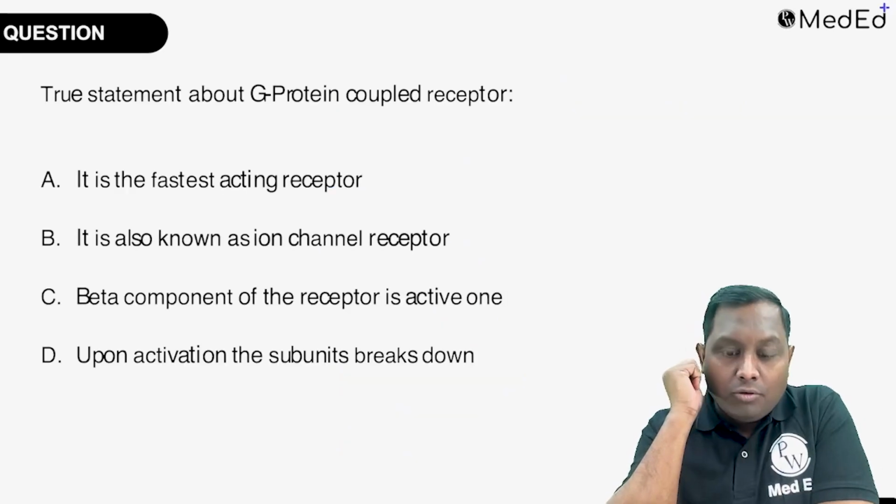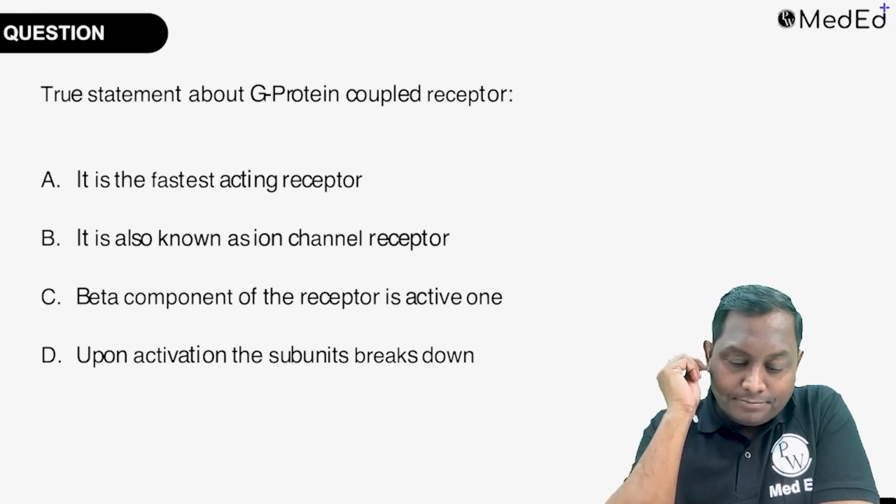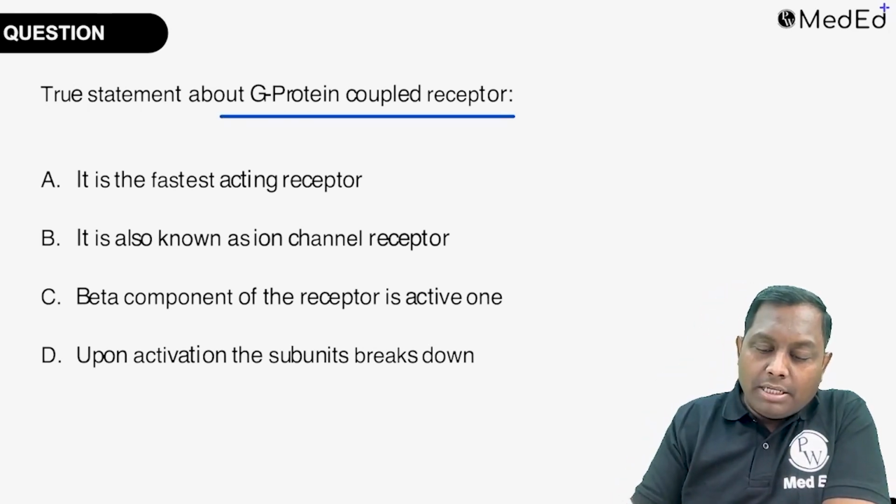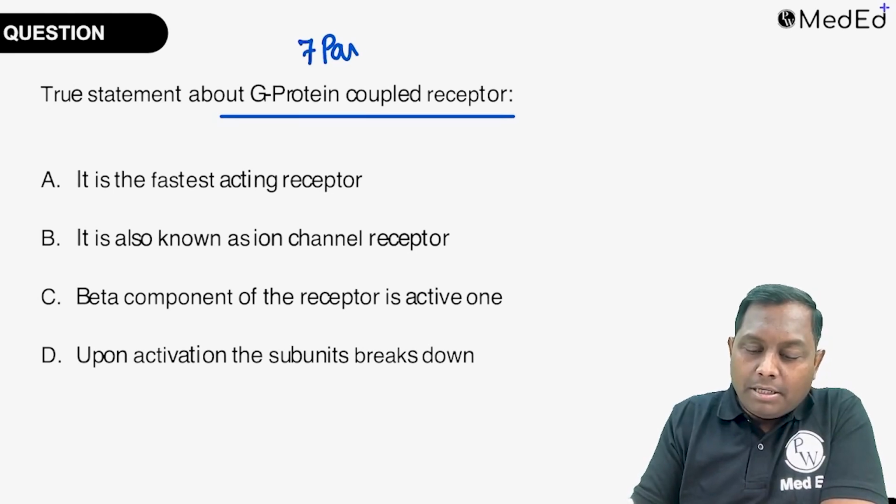Now the next topic, the G protein coupled receptor. It has many names. It is called the 7 pass receptor, the heptahelical receptor, because it traverses the lipid bilayer 7 times.